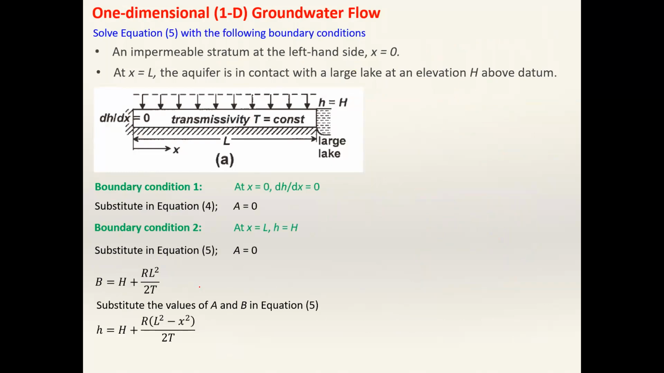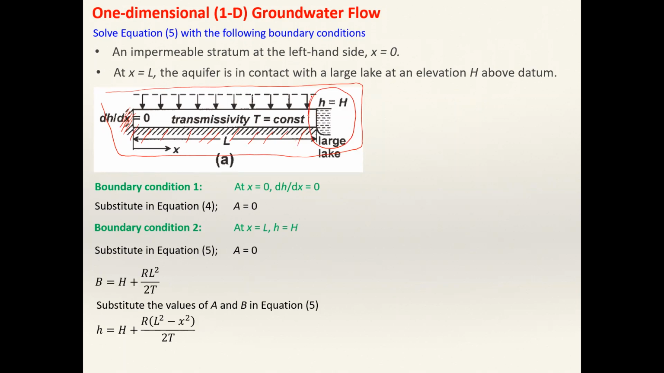So this is a confined aquifer. Therefore, we need two boundary conditions to find out A and B. So what are these two boundary conditions? Let's say it is a case like this. Here we have an impermeable layer, not only at the bottom, but also at the left-hand side. And here we have a uniform recharge. In addition to that, there is a large lake here.